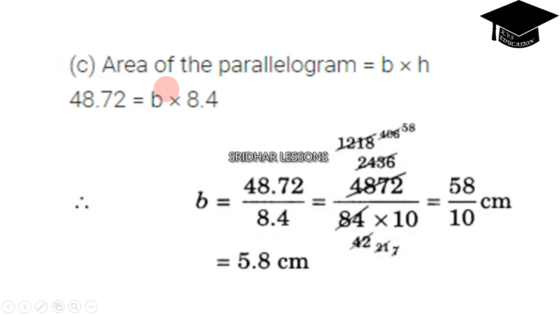Question C. Area of the parallelogram, the formula is B into H. He has given the area of the parallelogram as 48.72 and height as 8.4. We have to find the value of base B. 48.72 equals B into 8.4. Therefore B equals 48.72 by 8.4. Upon cancellation, we have got the value of 5.8 centimeters.